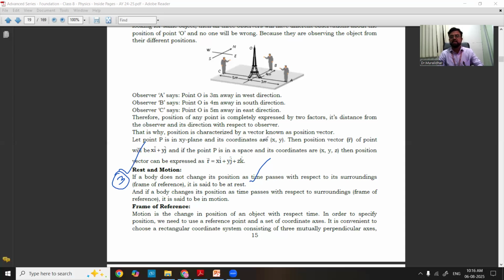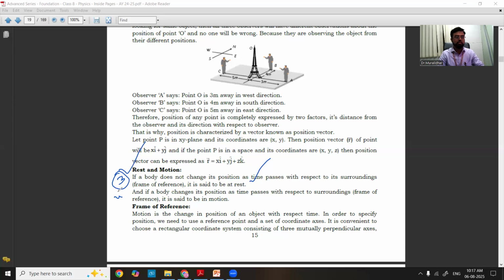Your school benches are there, your board is there, your cycle you kept in the cycle stand is there. Your school bus after dropping all the students stays at the same place for a long time. Time will go, but the body is there only. Then we can call it rest. That is called rest.